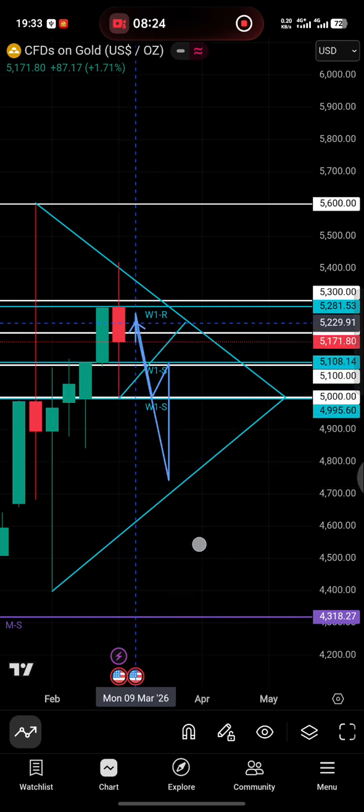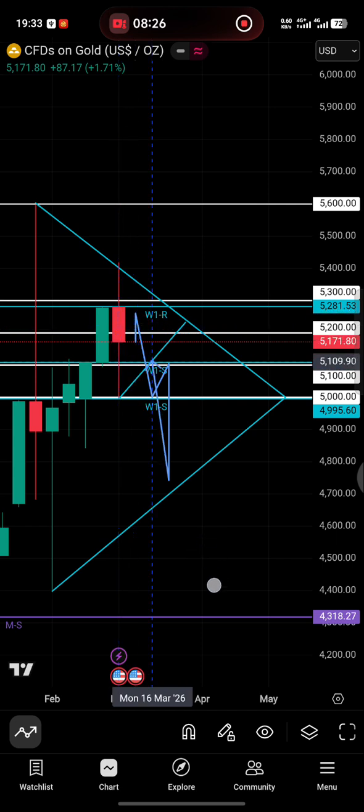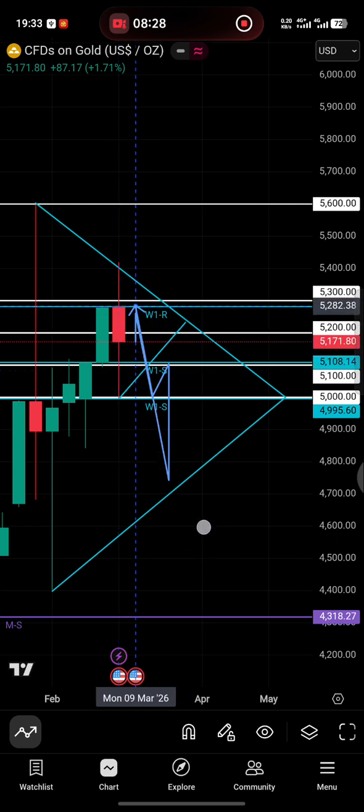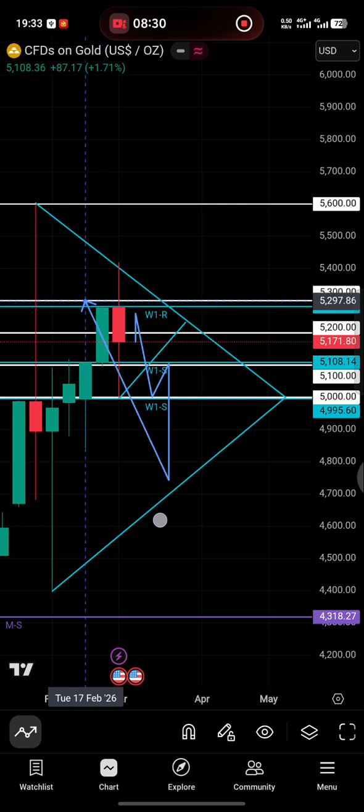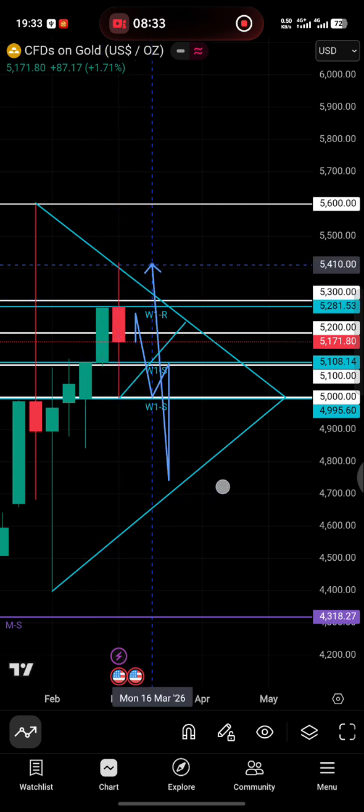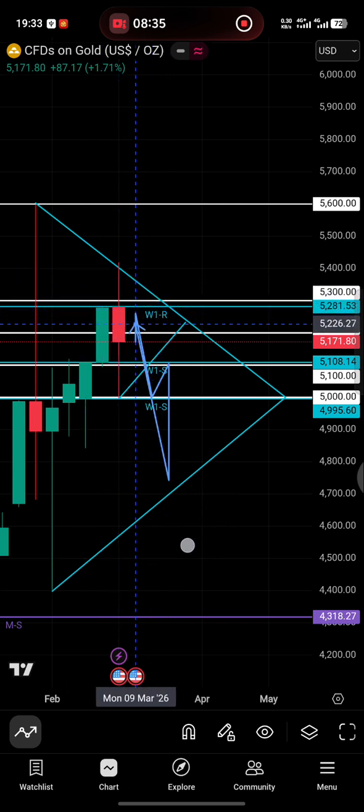But if the next week candle, right, from tomorrow, creates a bottom wick first and then pulls back and then pushes up and then breaks resistance, we can be sure that the price action is going on the bullish side. So we're going to be buying.